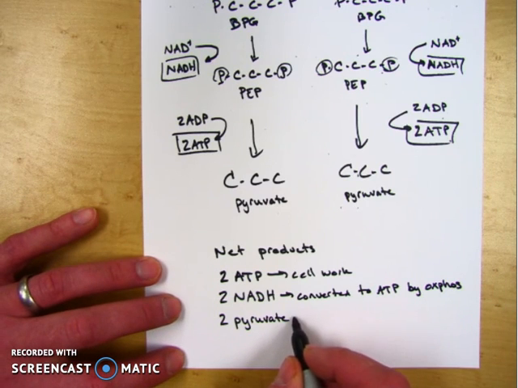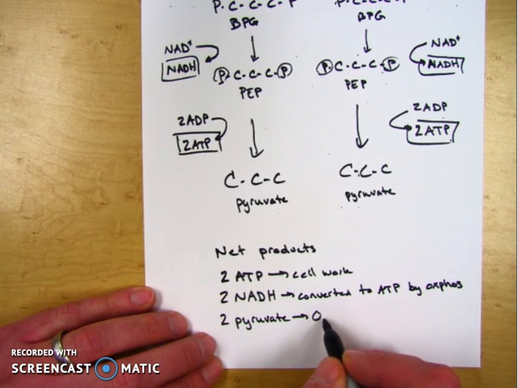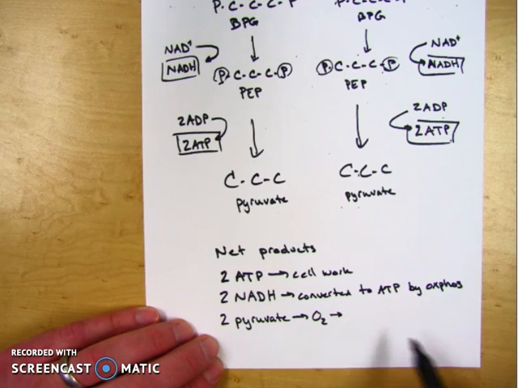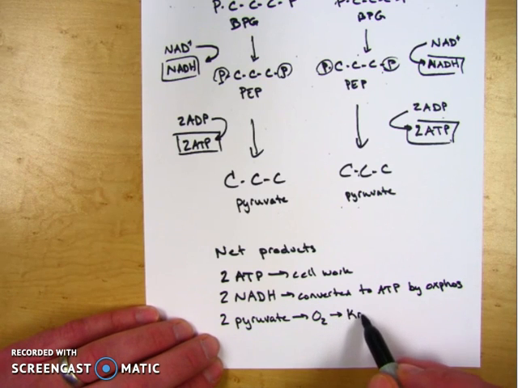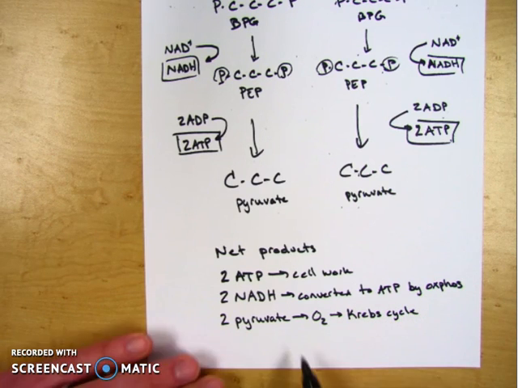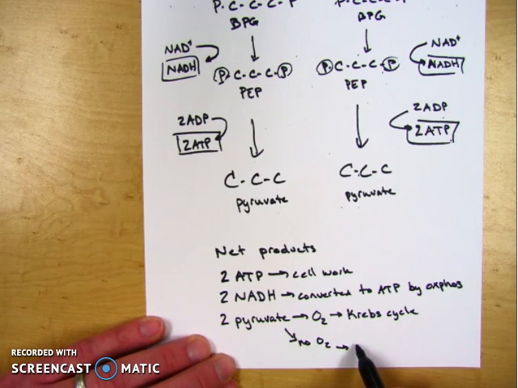And the 2 pyruvate, depending on the amount of oxygen available, if there's oxygen available, the 2 pyruvate will enter the mitochondrion, and the next step will be the Krebs cycle, or the citric acid cycle. If there's no oxygen available, these 2 pyruvate will enter a process called fermentation.